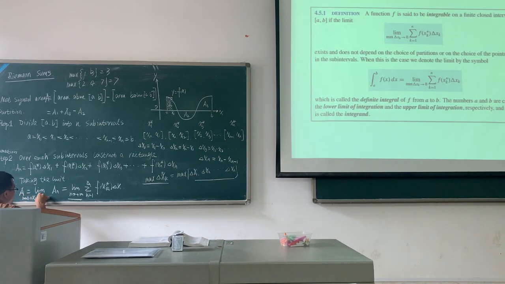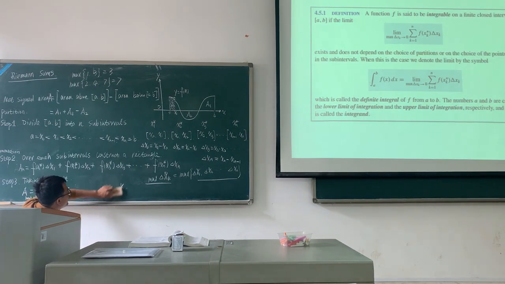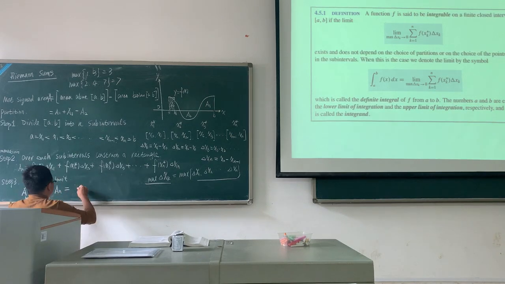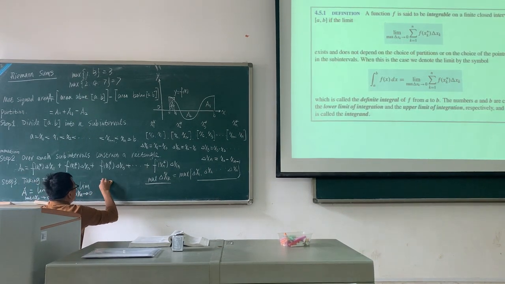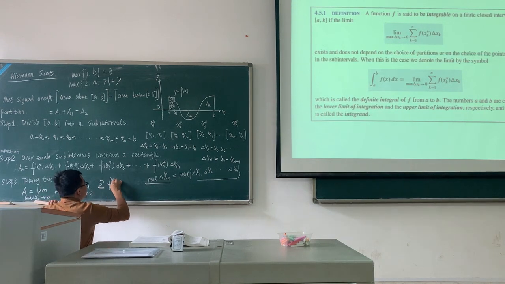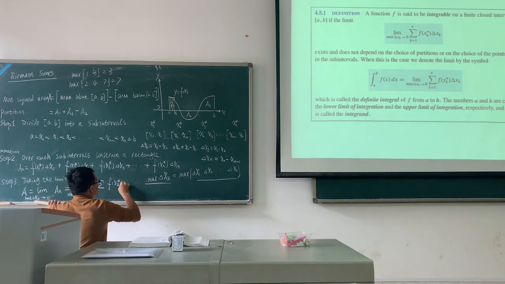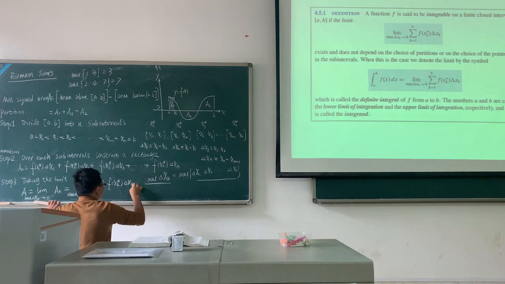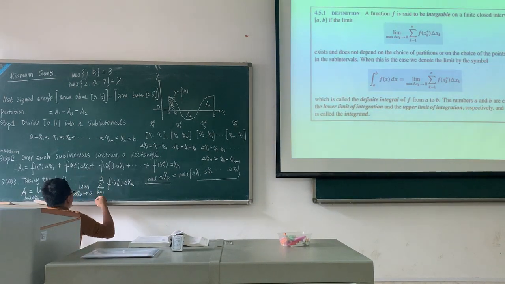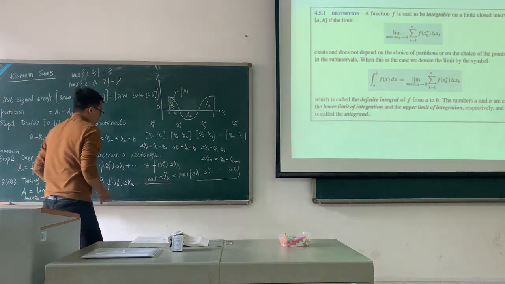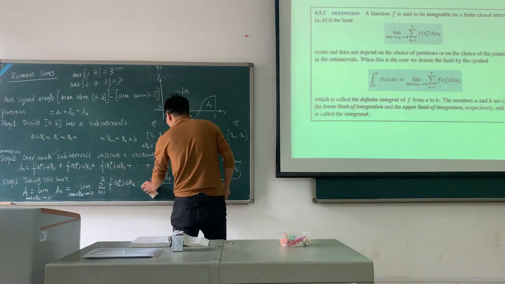The limit as the maximum Δxk approaches 0 of the sum of f(xk*) times Δxk, where k runs from 1 to n. So we take the limit.